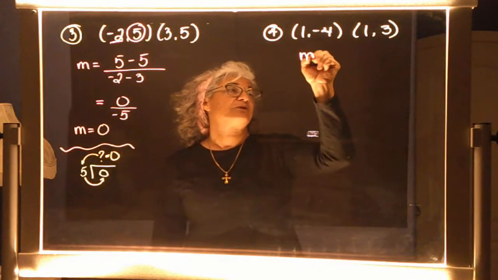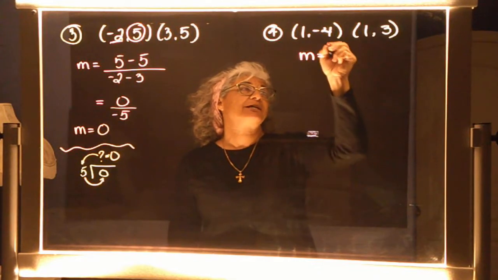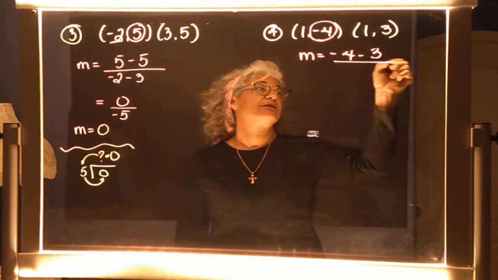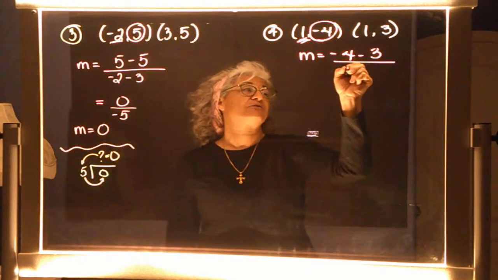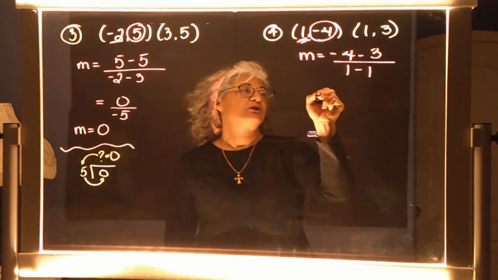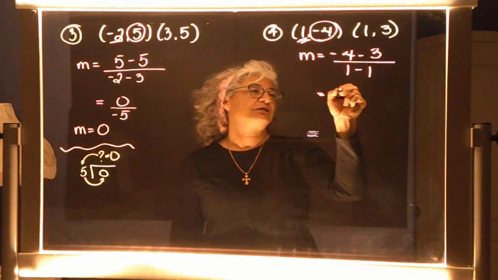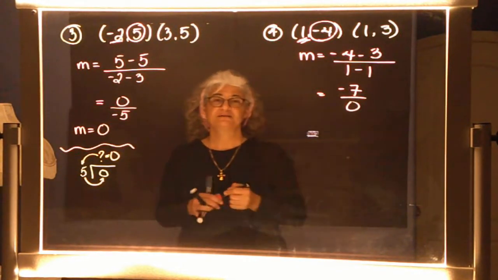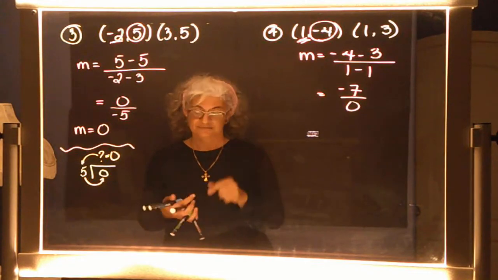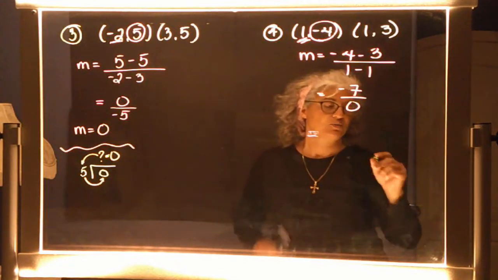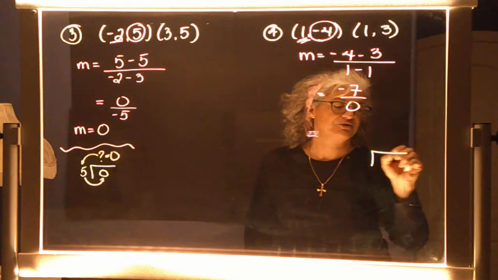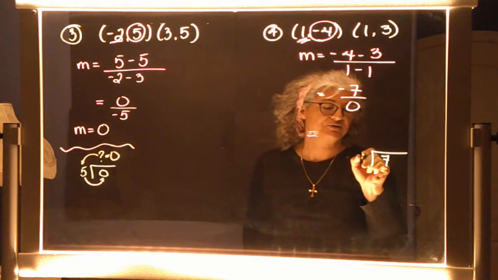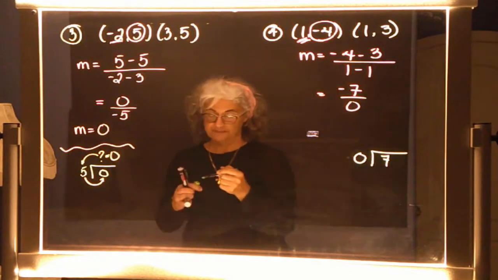M equals, right? So I'm going to take the negative 4 first, minus the 3. And that means I have to take this x first. So 1 minus 1, which gives me, good, negative 7 over 0. And you're like, oh man, what's that one? Sidetrack. What goes underneath? Yeah, the numerator. And I know it's negative. I don't really care about the negative right now. And so the denominator's on the outside, right?